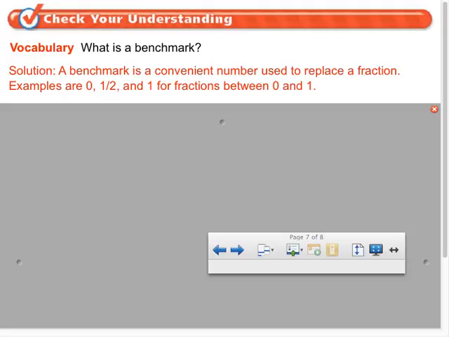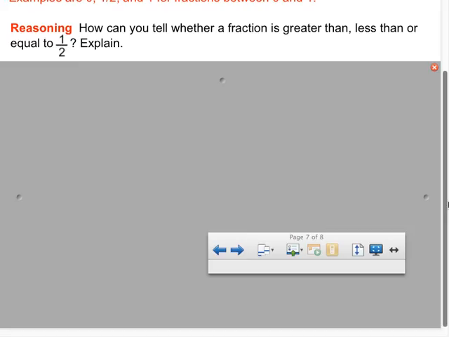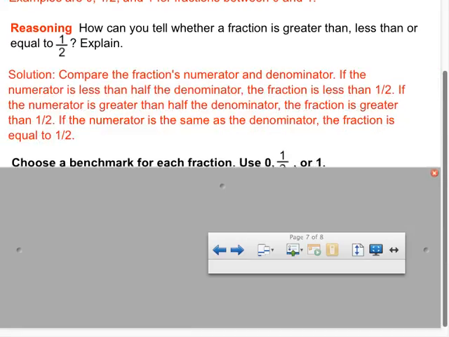Ladies and gentlemen, please have a seat and don't move. I didn't say you're dismissed. We're almost done. Some examples of benchmarks from this lesson are 0, half, and 1. Okay, I'm just going to zip through to the end. You guys can look at the solutions here later.